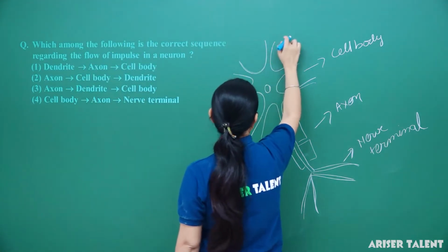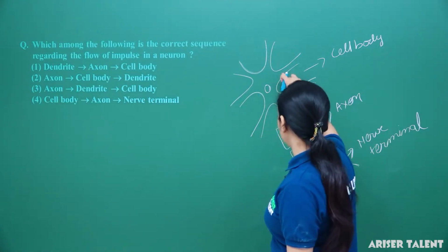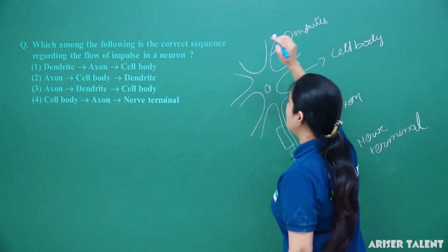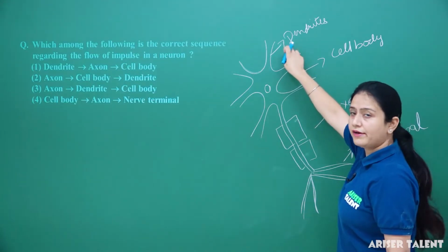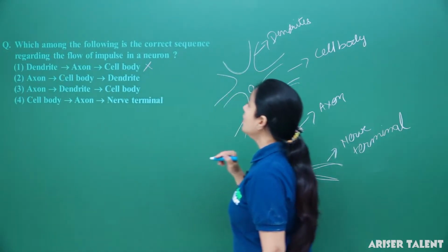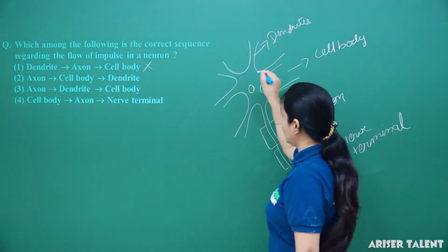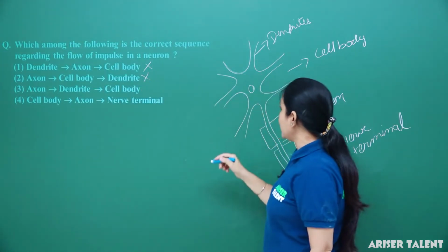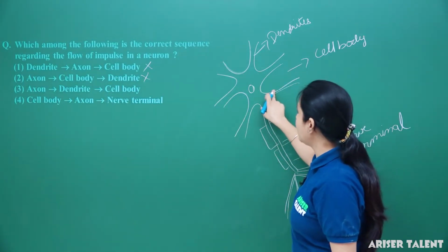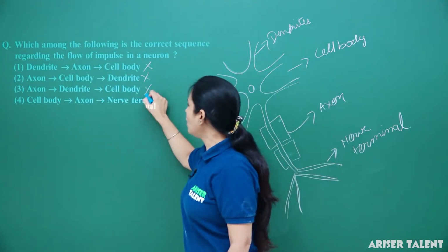Dendrite to axon, then to cell body? These are dendrites. Okay, so impulse will not flow from dendrite to axon then to cell body. So this is the wrong option. Axon to cell body to dendrite? No, again it is the wrong option. These are axons. So axon to dendrite and then dendrite to cell body, again it is the wrong option.